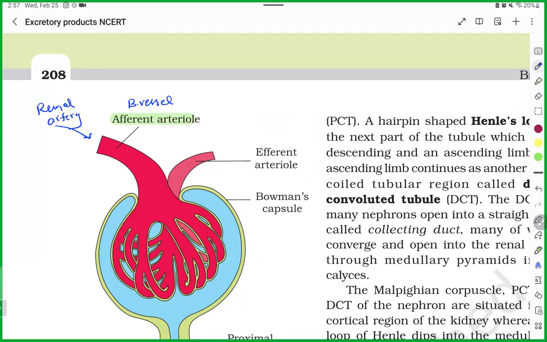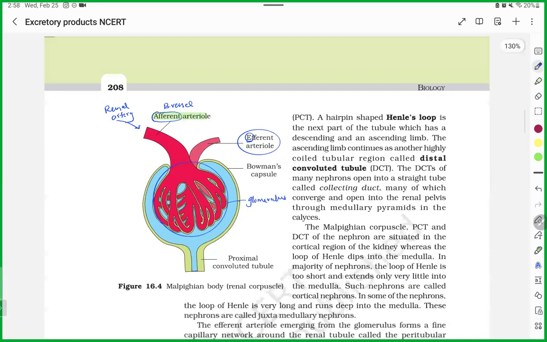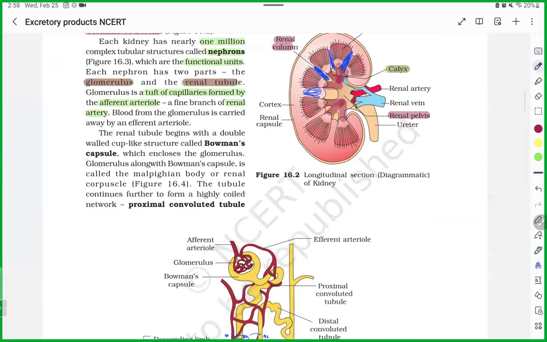So the renal artery will break down into the afferent arteriole, and here you have a group of blood vessels, a tuft. This is known as the glomerulus. And the blood vessel that comes out of this is E, exit E, and entry is afferent. Next, blood from the glomerulus is carried away by the efferent.